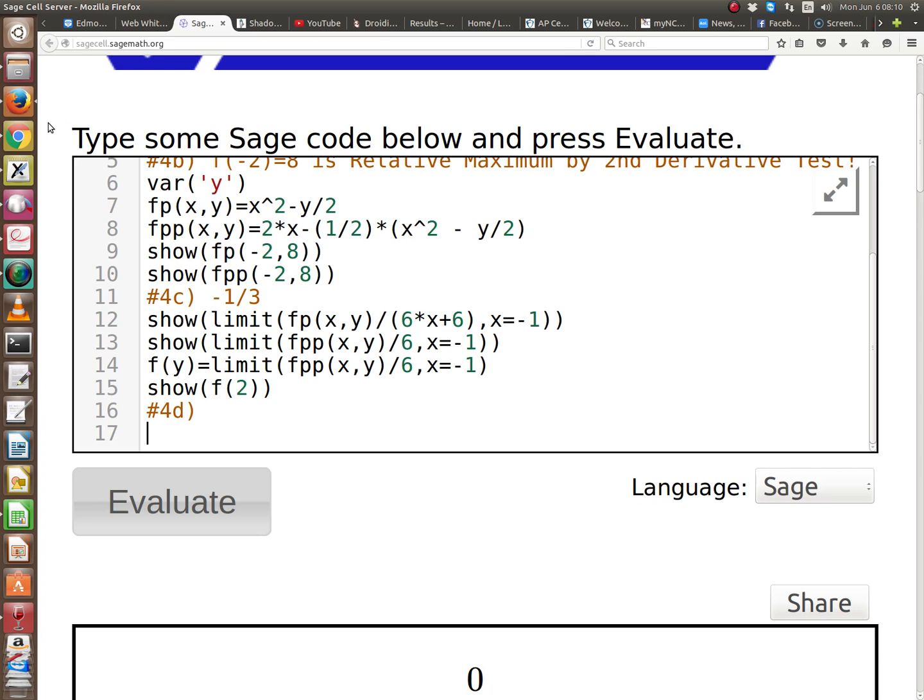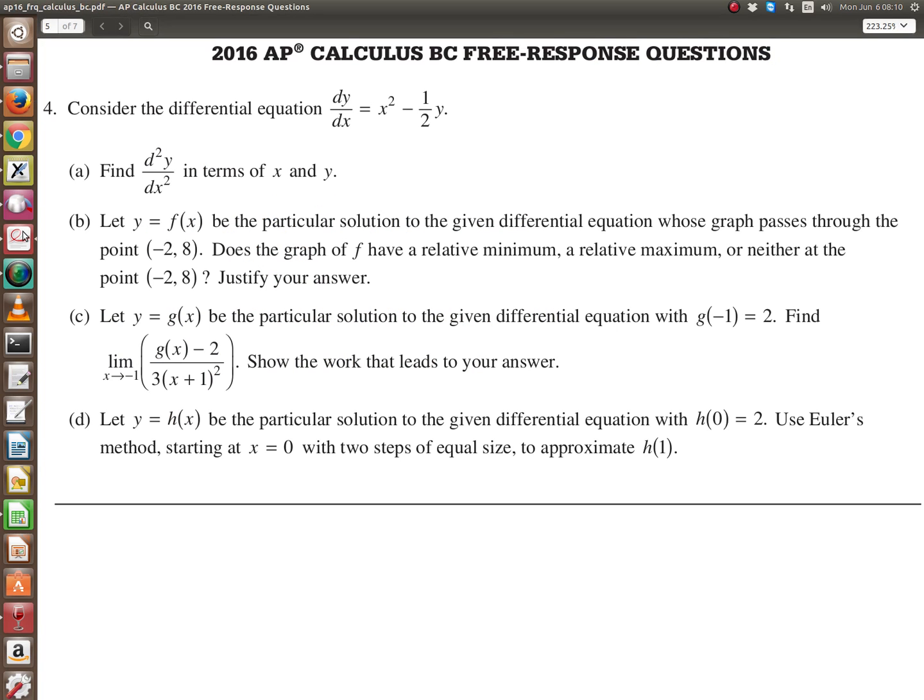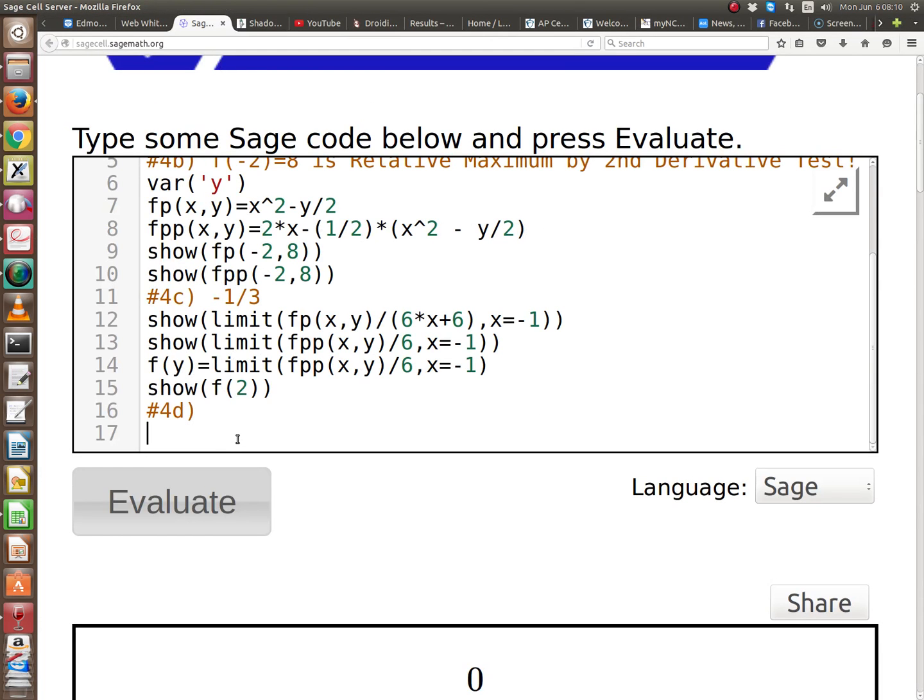All right, so how am I going to write this? Okay, so we know that h of 0... this is what we're given, okay? We're given that h of 0 is 2, right? Is that what we got? Yes. And we have a delta x of 0.5.